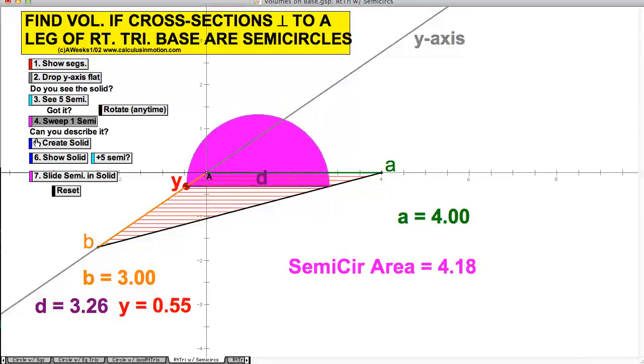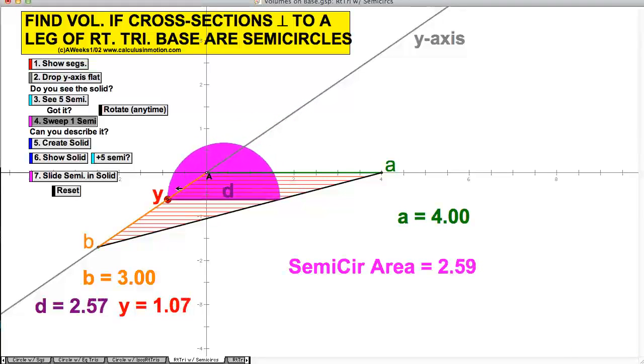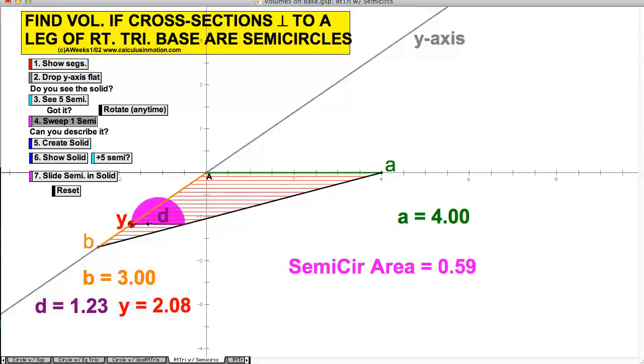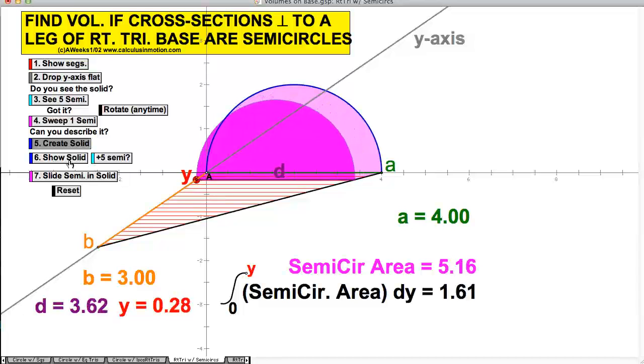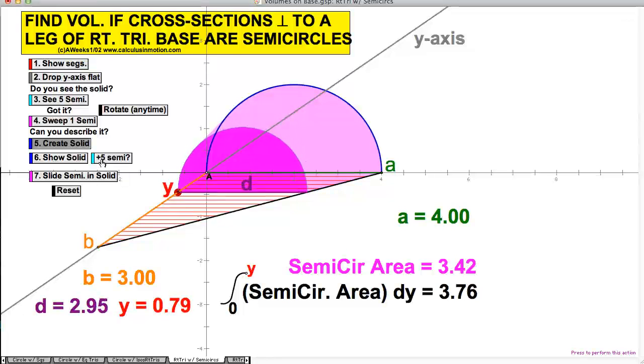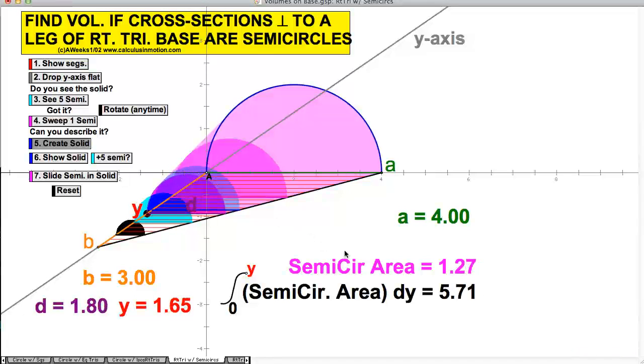And here we have the semicircles sweeping through. Notice how the diameter is this distance across, which is your x value. Here's our solid. And here are the 5 semicircles inside it. So I hope you guys get a better idea of what this looks like in terms of a solid.